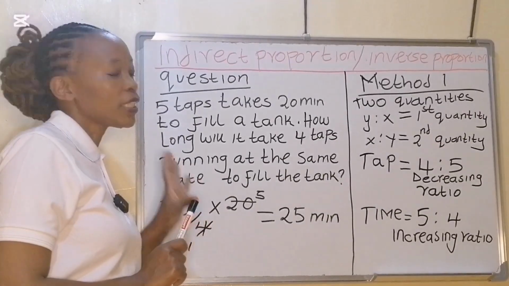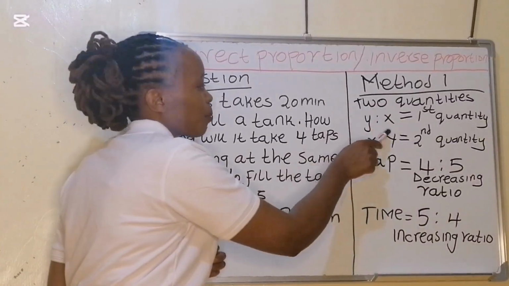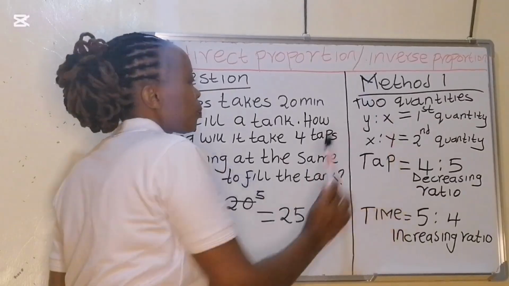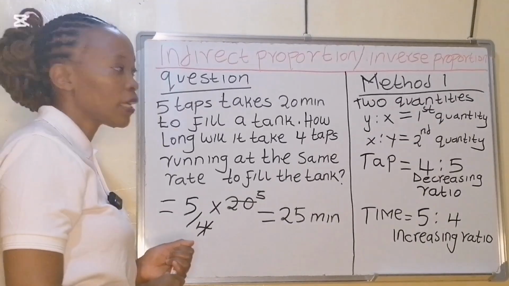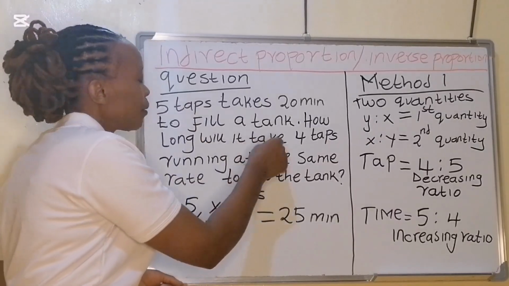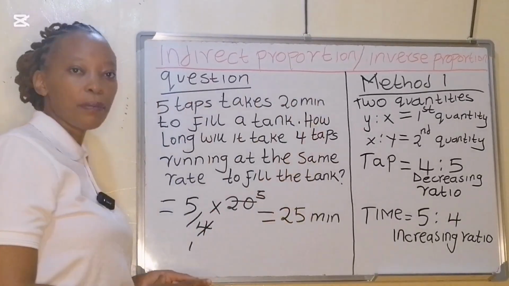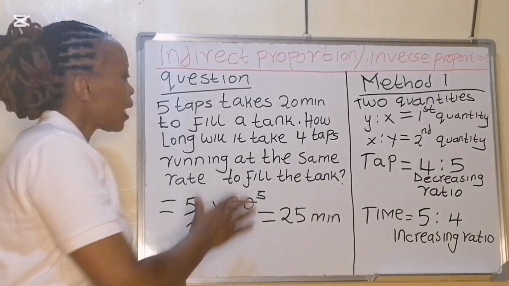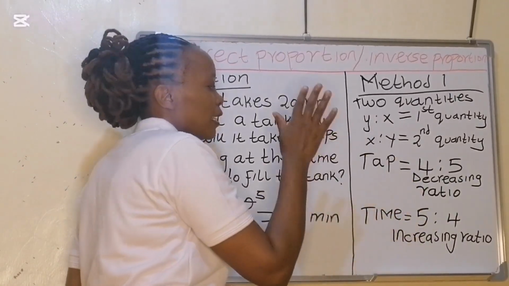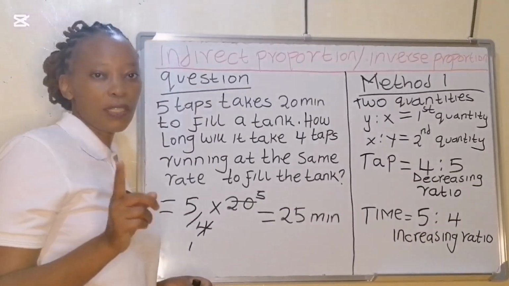This is a question on increasing ratio and decreasing ratio. And I told you, use this formula. This is the formula for inverse proportion and indirect proportion. Look for what you have been given. You have been given taps and taps, and you are looking for time. So you are going to use that ratio as a decreasing ratio and an increasing ratio. I hope you are with me up to that point.